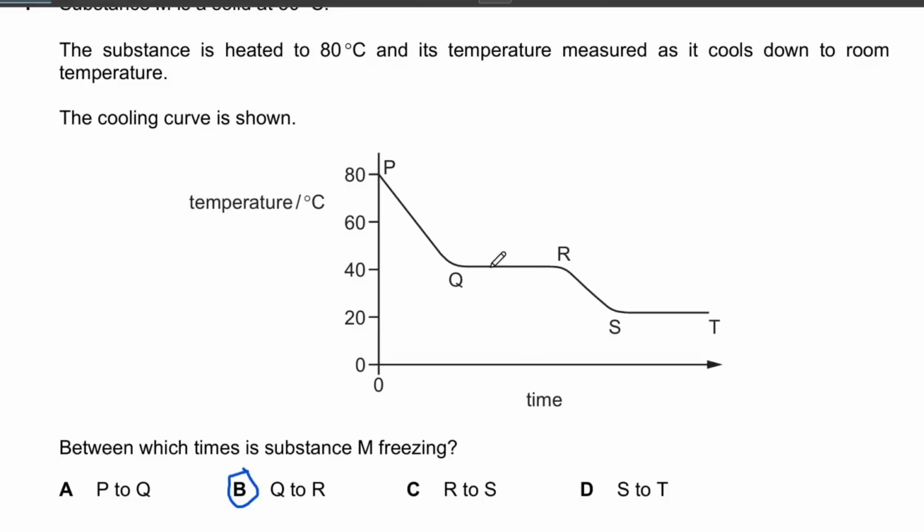Why is this the answer? Because freezing happens during the flat section of the cooling curve, where the temperature becomes constant. So take note: phase change equals flat line. Whenever there's a flat line, that means there's a change in phase.